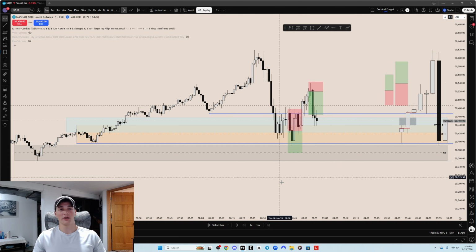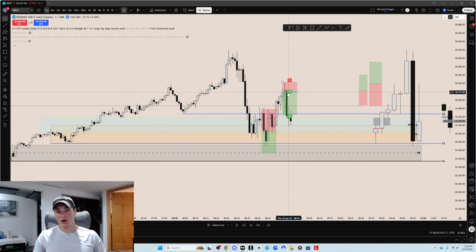So I FOMO'd into another sell, which worked out good because we respected this bearish 1-minute gap. So I was like, all right, we're probably going to return back to this 30-minute gap, which we easily could have.